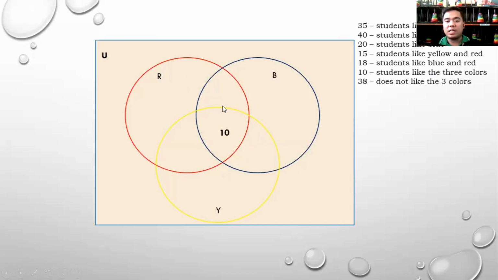So, because these 10 students like the three colors, meron sila sa red, pwede din sila sa blue, at pwede din sila sa yellow. Kasi pumili sila ng tatlo. Tatlong kulay ang kanilang pinili.